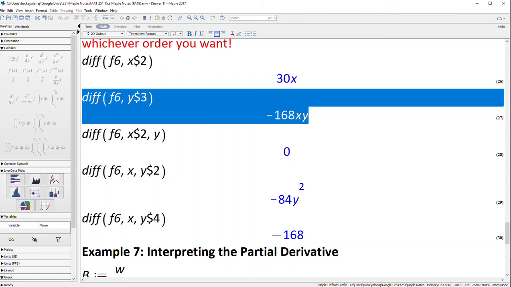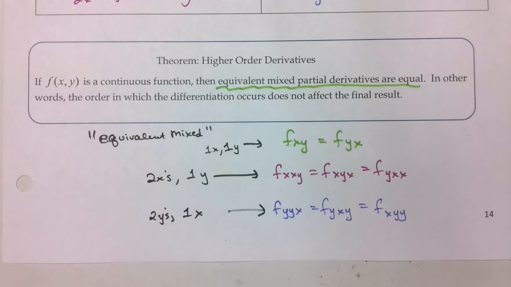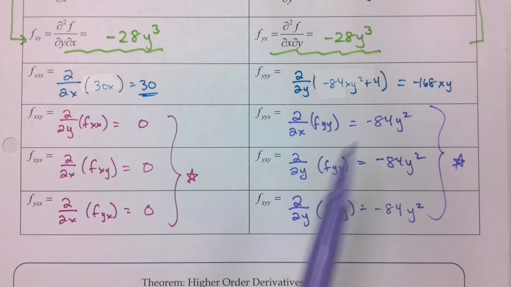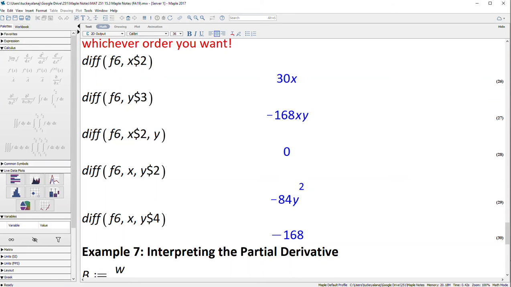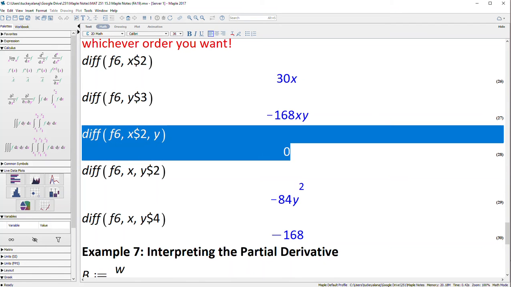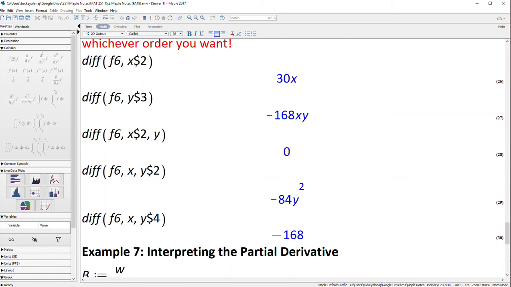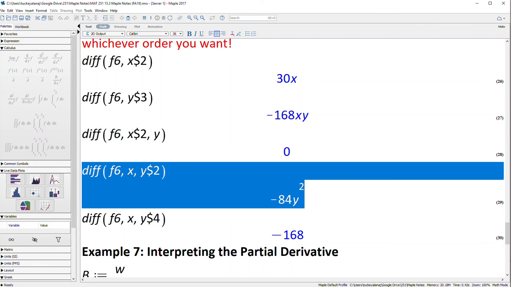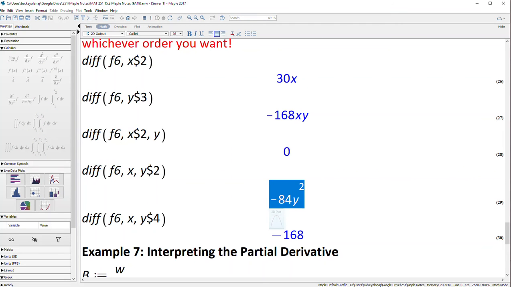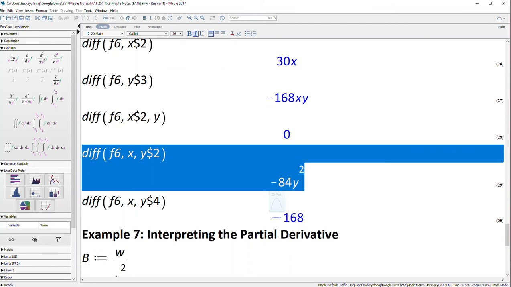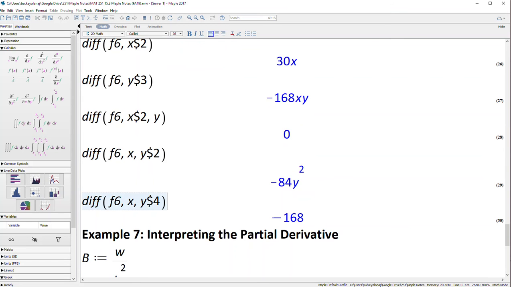Right? So that was 168y, or let me show you. It was this one, yyy, 168xy. And then if I say, hey, what about x squared and then a y? So do two x's and a y, it gives me 0. And it doesn't matter, again, what order I go into. So I don't have to worry about whether that's xyx or xxy. It doesn't make any difference because they're all equivalent. And xy squared, right, xyy was negative 84y squared. And so on. Cool, huh?